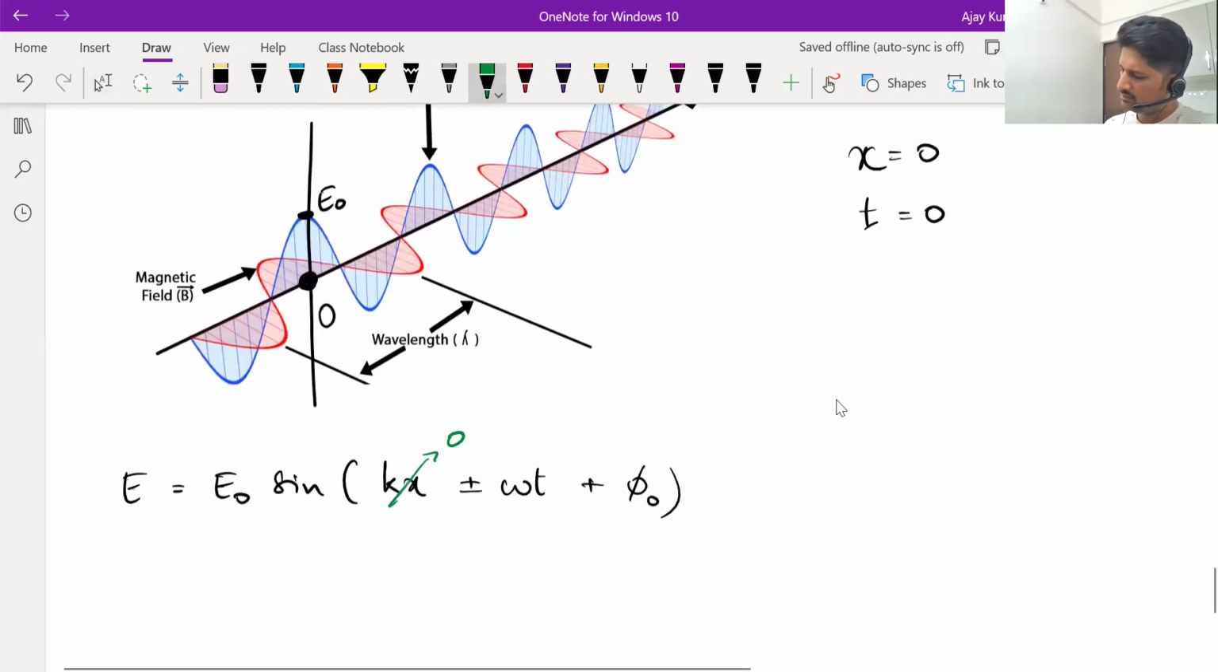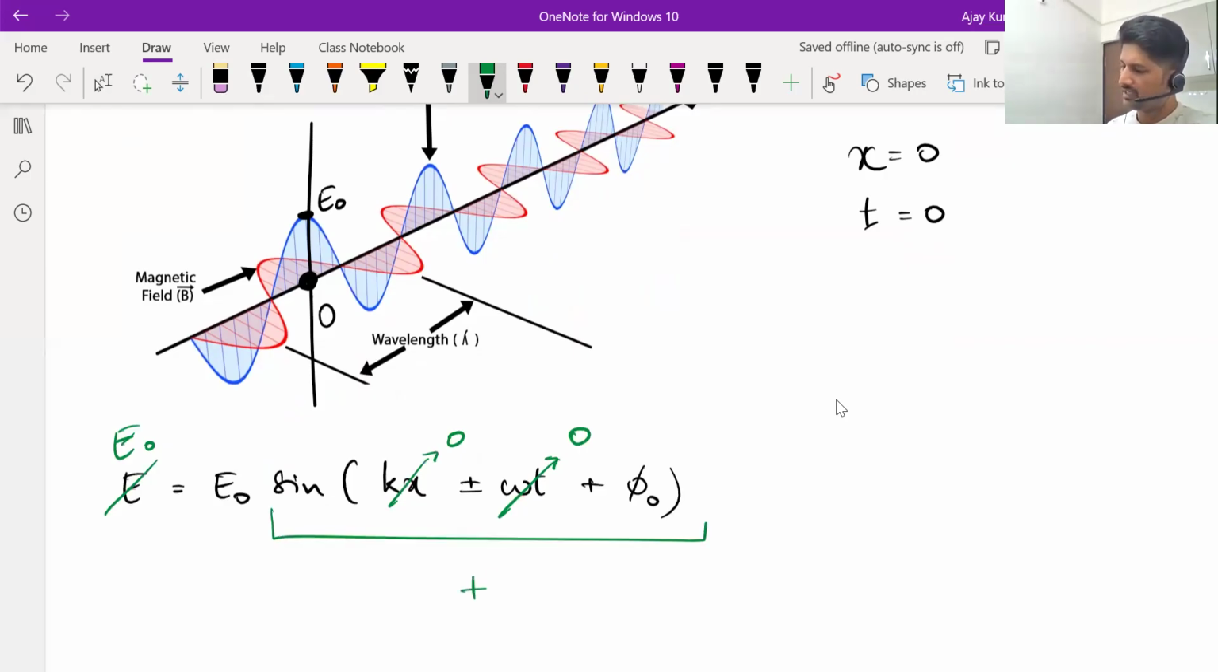So at x equal to 0, at t equal to 0, the field strength is E naught. For the field strength to become E naught, this sine function has to become plus 1. And for what angle is the sine function plus 1? Pi by 2. So the phase constant is pi by 2. So if you know the electric field at a particular position at a particular time, you can tell how much is the phase constant. You don't have to bother much about it, but if they particularly want you to find out the phase constant, this is how you do it.